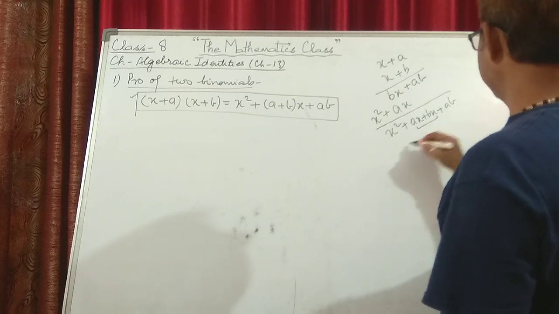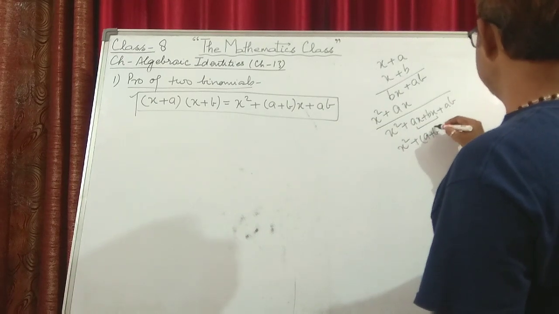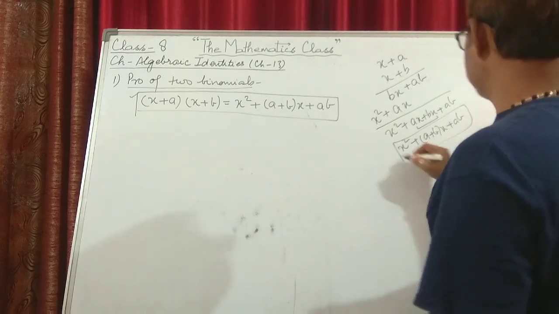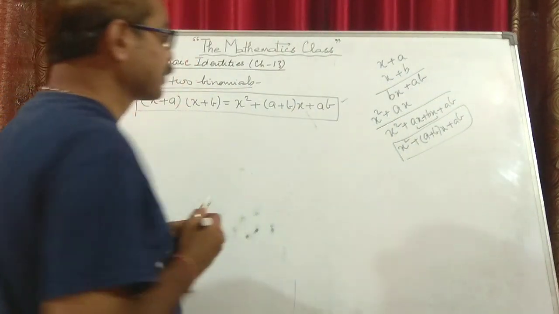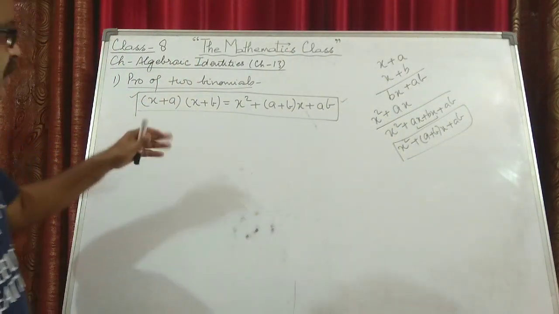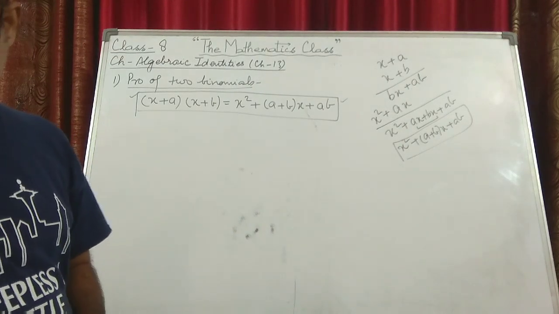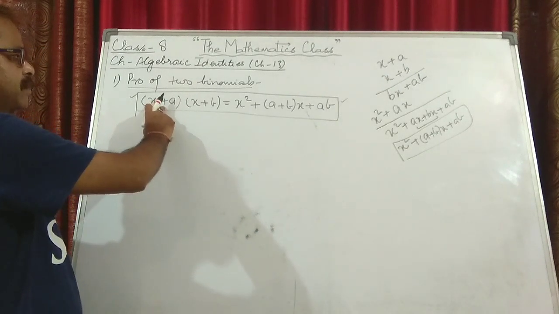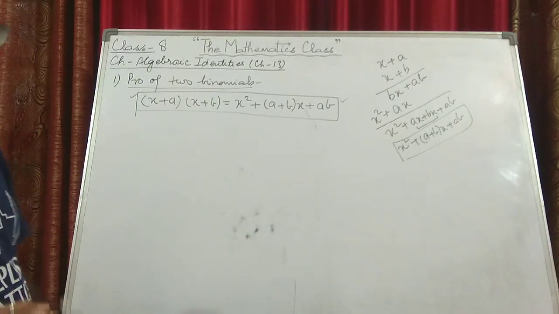From the middle term you can take x common, so it can be written as x² + (a + b)x + ab. This is the equation, that is what is written here. So this is an identity that we will be using in solving the questions. Now it can come in different types. Sometimes a can be negative or b can be negative or anything. So we will do different questions based on this.